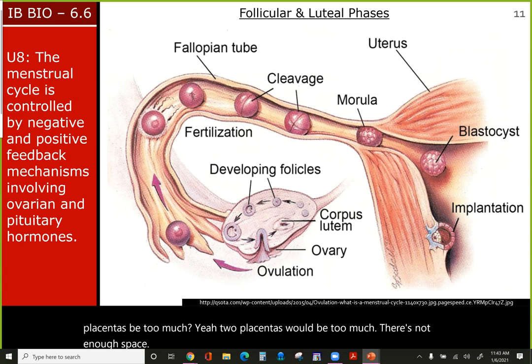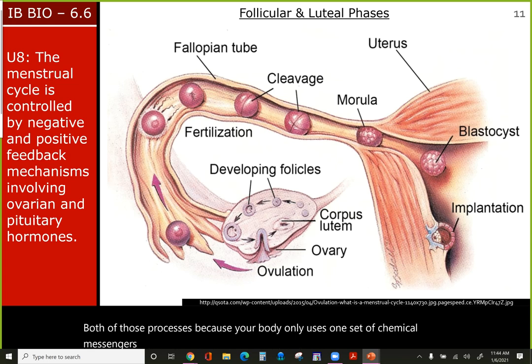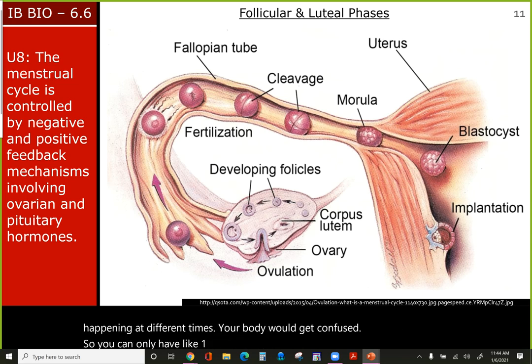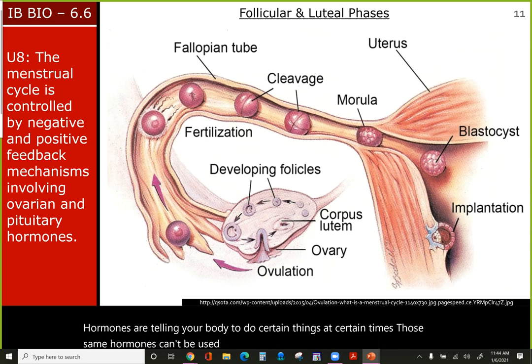And you have different things happening at different times, and your body can't handle both of those processes, because your body only uses one set of chemical messengers, right? So it's hard to have two different processes going that use those same chemical messengers and have those processes happening at different times. Your body would get confused. So you can only have one at a time. You have one set of chemical messengers. It's like a conversation. Your body's hormones are telling your body to do certain things at certain times. Those same hormones can't be used to tell your body to do two different things at the same time, right? It all works together as one conversation.